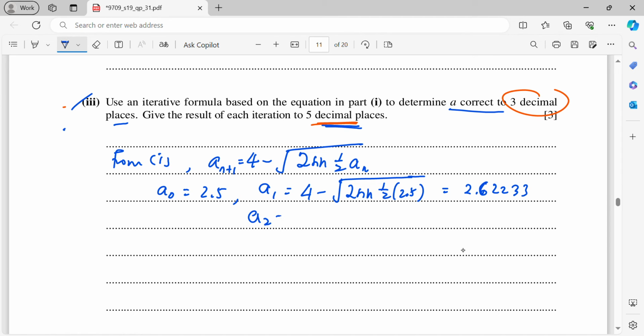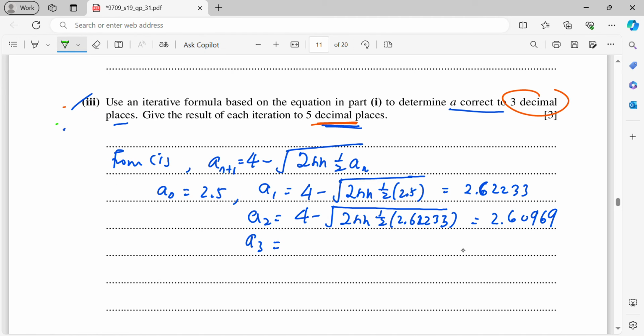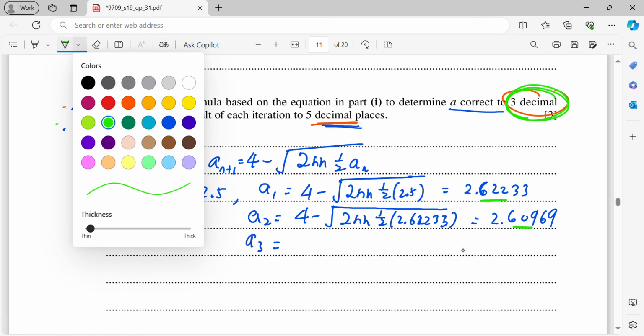Now for a2, just replace the a1 by the previous value. So that will be 2 sine half of 2.62233. And then you will be getting 2.60960. The same goes for a3. Now, when to stop this iteration depends on the 3 decimal places, so make sure you get 3 same decimal places. Obviously, they are not the same, so you have to continue.